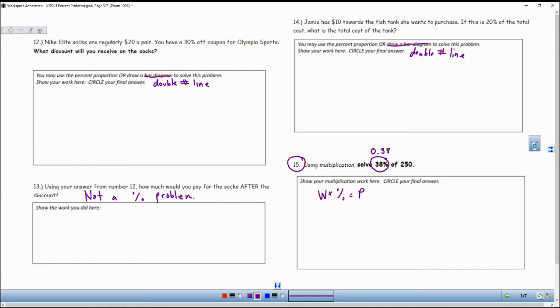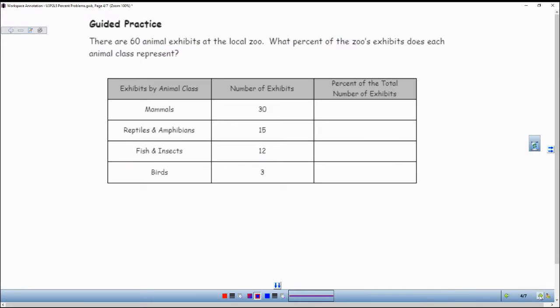All right, so today what we're going to do is work on percent proportion a little bit more. So we're going to be solving some problems using that strategy, which of course isn't the only one, but it can be the most effective one. All right, so we're going to be on page, check, 17. And this is an interesting question. It says, there are 60 animal exhibits at the zoo. What percent of the zoo's exhibits does each animal class represent?